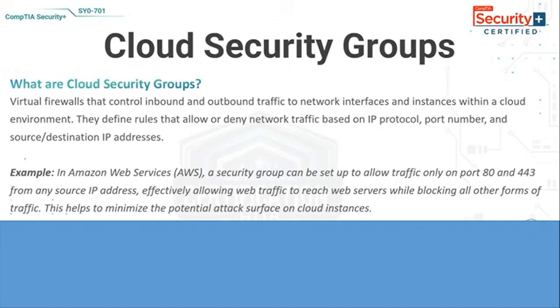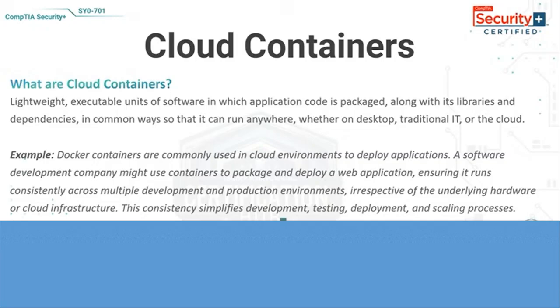For example, if an Amazon server is there, a security group can be set up to allow the traffic only on port numbers 80 and 443 from any source IP address, effectively allowing the web traffic to reach web servers while blocking all the other forms of traffic. This helps to minimize the potential attack surface on cloud instances.